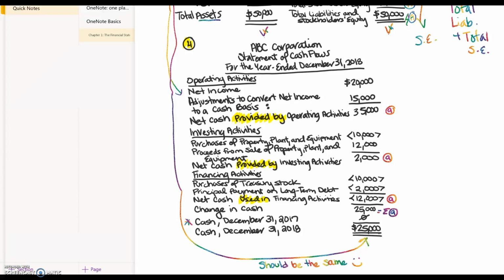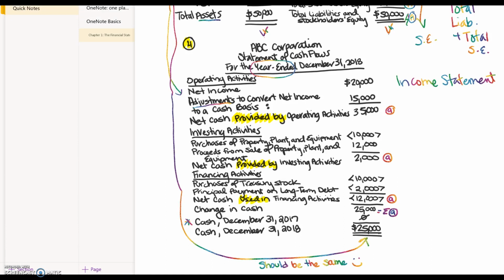ABC Corporation, statement of cash flows. And notice again, we're back to for the year ended December 31st, 2018. The statement of cash flows has 3 sections. We're not going to get into the depth of the operating activities in this chapter, but the operating activities is going to be the most important section. That's where you want to see the bulk of your cash coming from. So we start with net income from the income statement. And what we're going to do is we're going to adjust. So adjustments to convert net income to a cash basis.